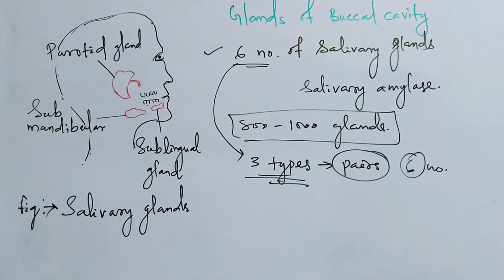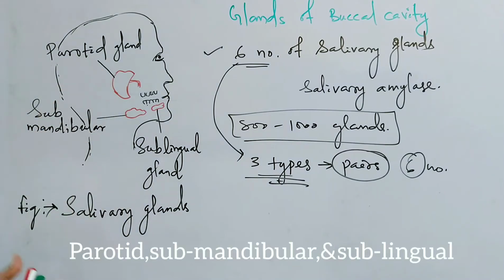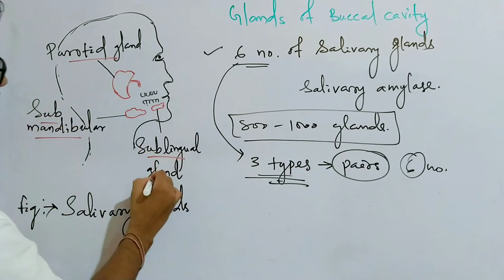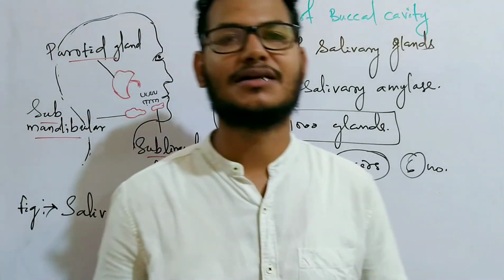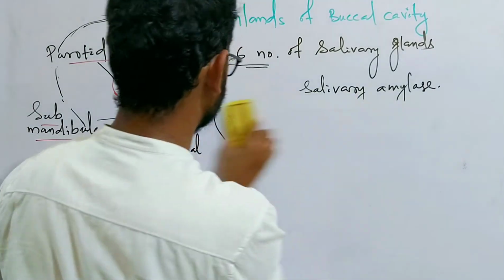You can see here in this figure, we have the parotid gland, submandibular gland, parotid, submandibular and sublingual. There are 3 different types of glands. So first we will talk about the parotid gland.